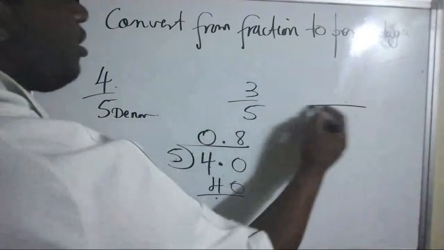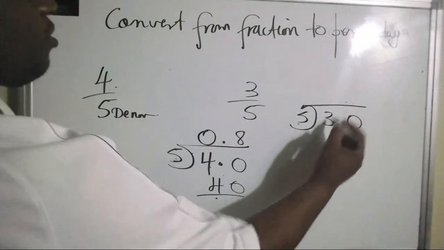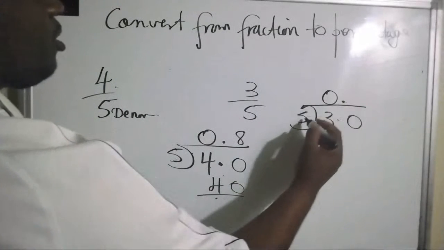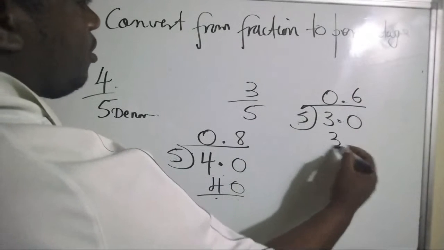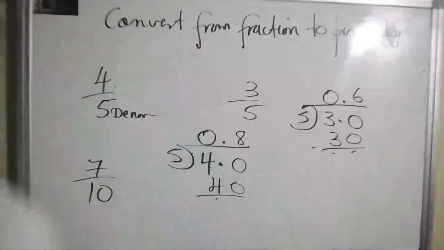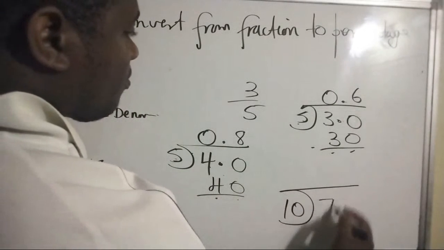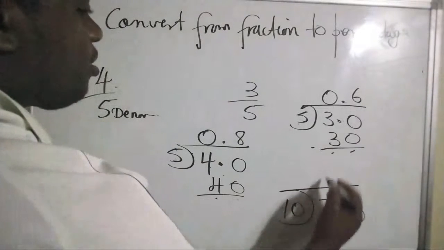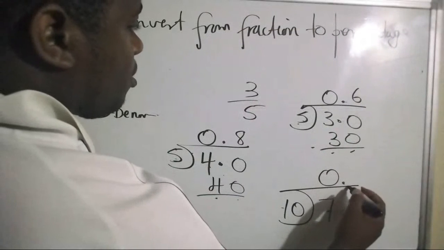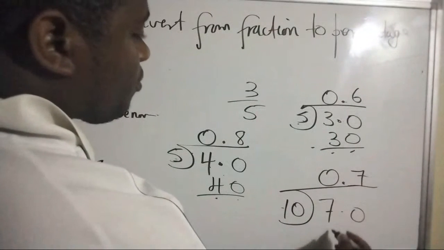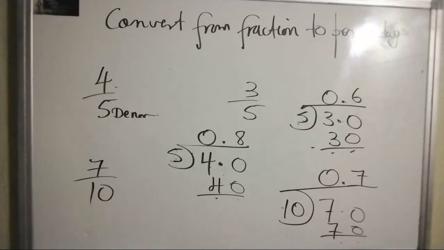Similarly, we're dividing 3 by 5, so that's 3.0. 5 into 3, you can't, put down the decimal point. 5 into 30, that's 6. Alright, and you do the same thing for this one. 7.0, 10 into 7, you can't. 10 into 70 goes 7 times. Alright, so that's 0.7, 0.6, 0.8.